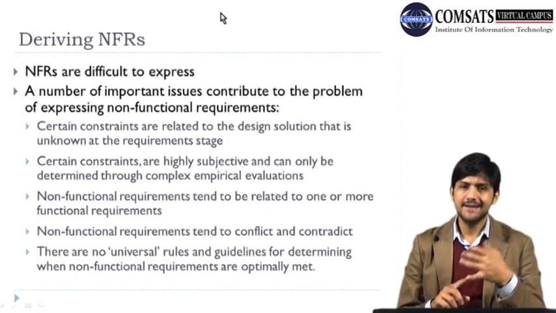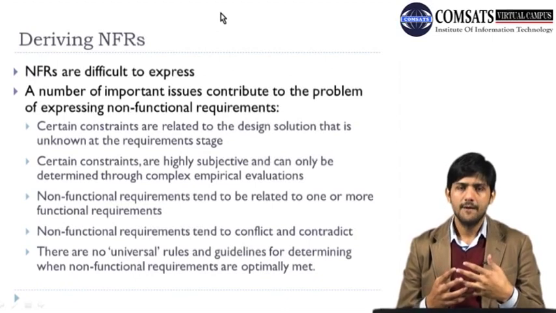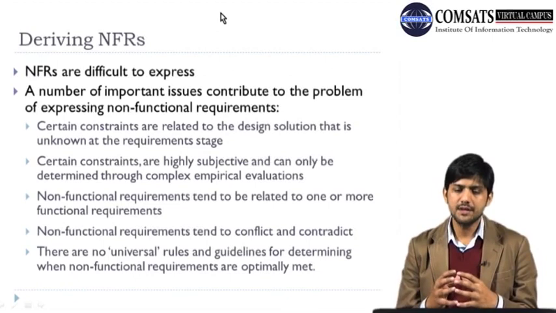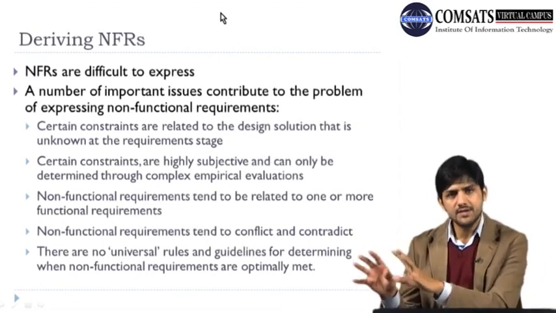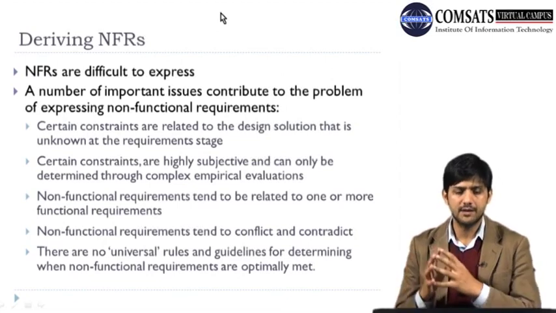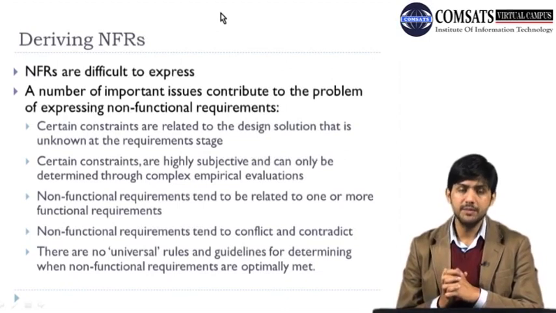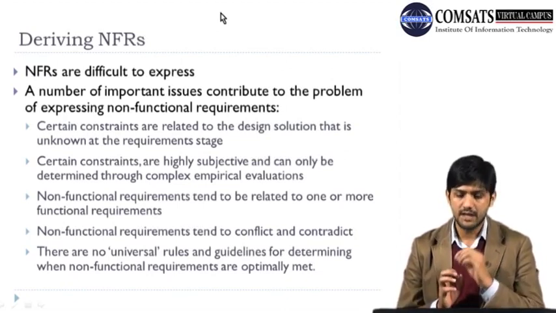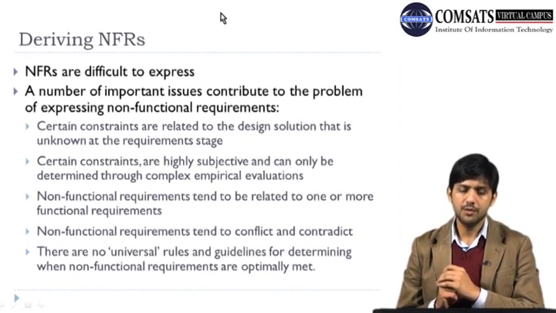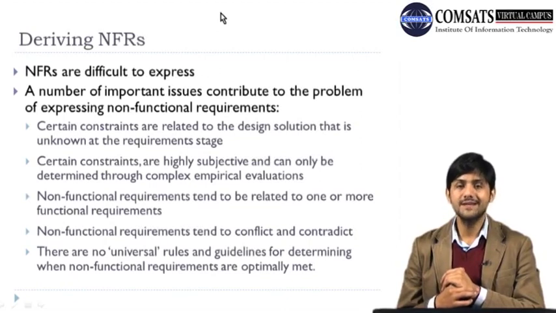There are certain constraints related to design solutions that are unknown at the requirement stage. For example, there are lots of things related to reliability and these kinds of things which are design specific issues, which you cannot express in a lot of detail at the requirement stage. There are certain constraints that are highly subjective and can only be determined through complex empirical evaluations. Non-functional requirements tend to be related to one or more functional requirements. Non-functional requirements tend to conflict and contradict.